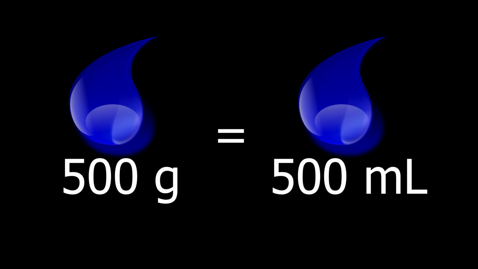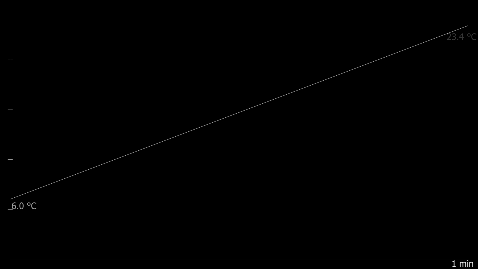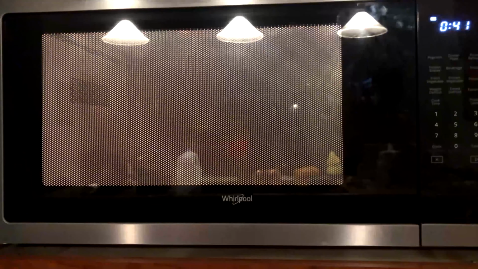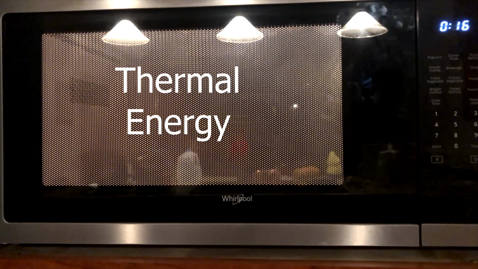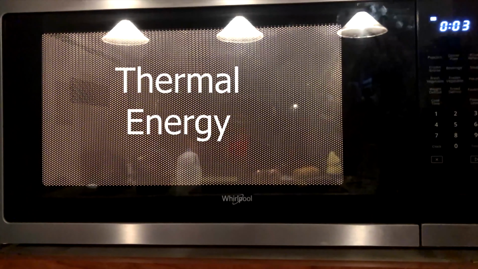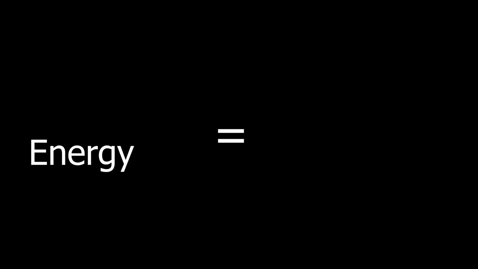The density of water is 1 gram per milliliter, meaning that 500 grams of water was heated, raising the temperature of 500 grams of water by 17.4 degrees Celsius. The microwave had to release electromagnetic energy, which is then converted into thermal energy when it is absorbed by the water, which is measured in joules. It takes about 4.18 joules to raise the temperature of 1 gram of water by 1 degree Celsius, which is the heat capacity of the water.